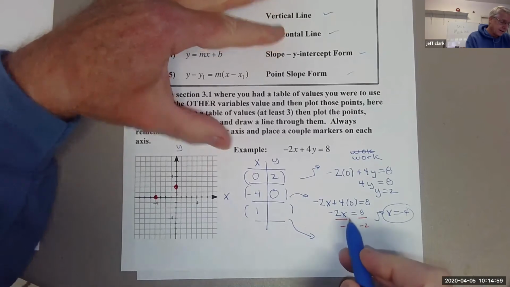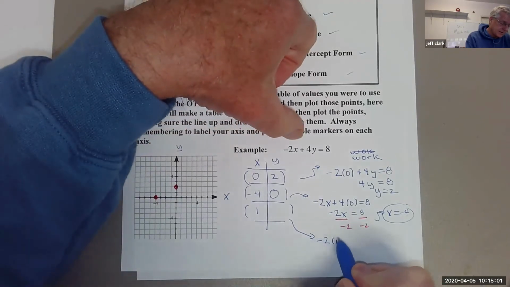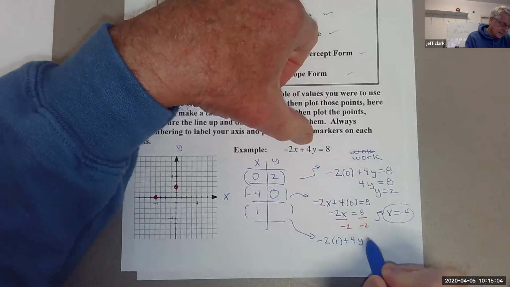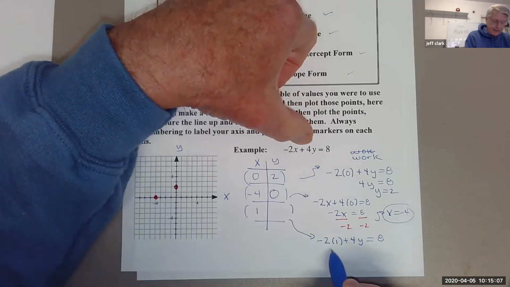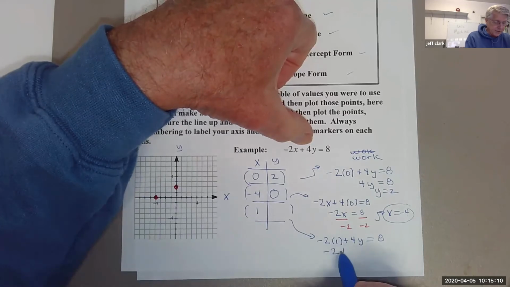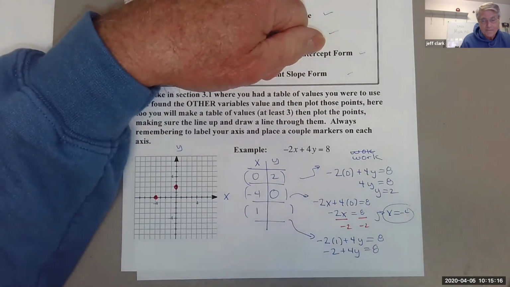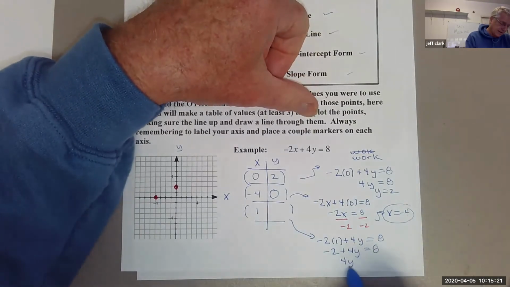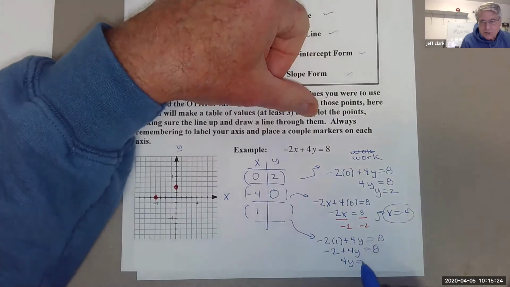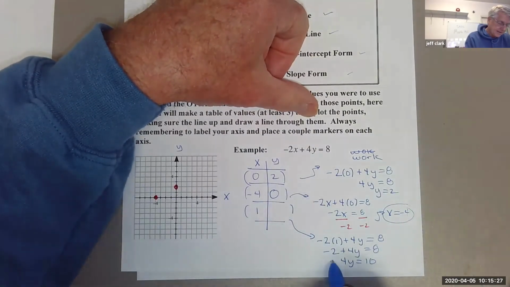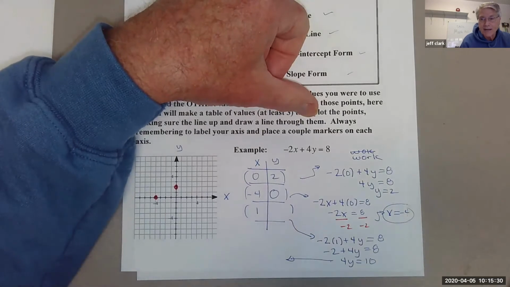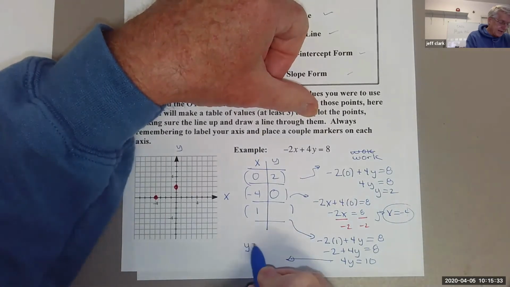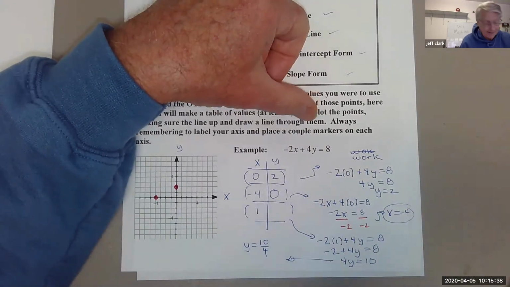Here's the work down here. Here's the original. So now you end up with -2 plus 4Y is equal to 8. So now you're going to have to solve this for Y. A little bit of work. You're going to add 2 to both sides. Okay, 8 plus 2 is 10. And now you divide by 4. So you get Y equals 10 over 4, which reduces to 5 halves.